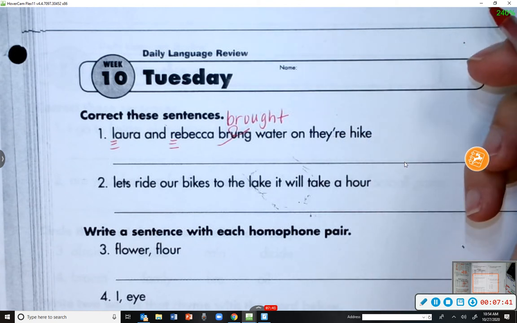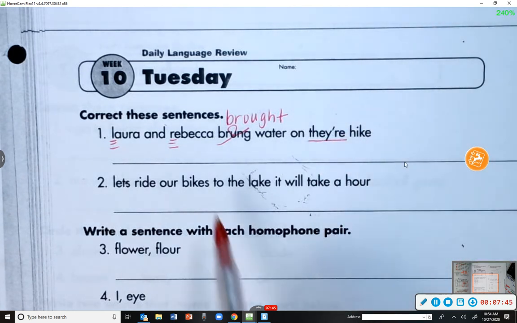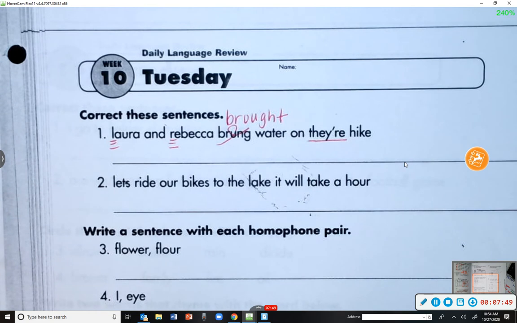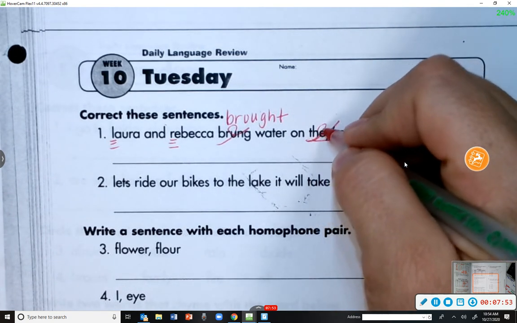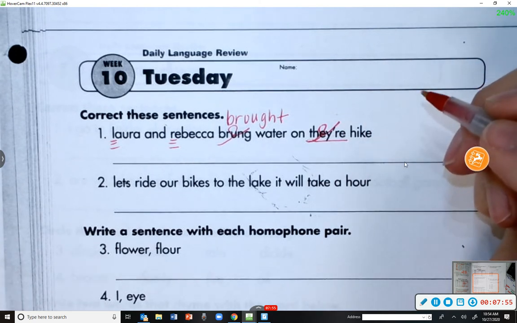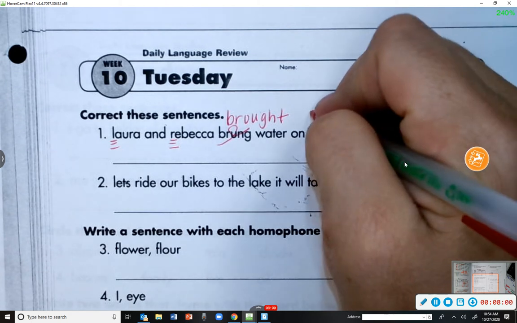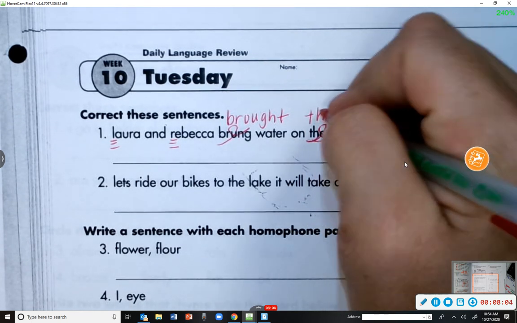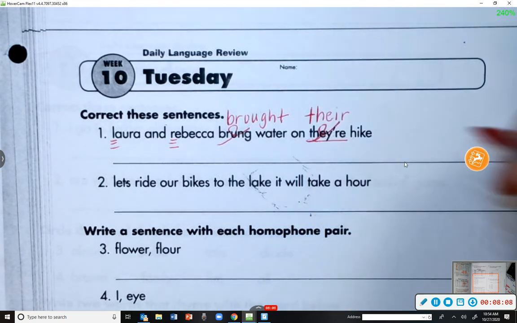Because they put R-E. Yes. This stands for they are. So if I said Laura and Rebecca brought water on they are hike, does that make sense? No. They used the wrong type of their. They're talking about their hike, meaning their personal hike. So we spell that T-H-E-I-R. And then the period.